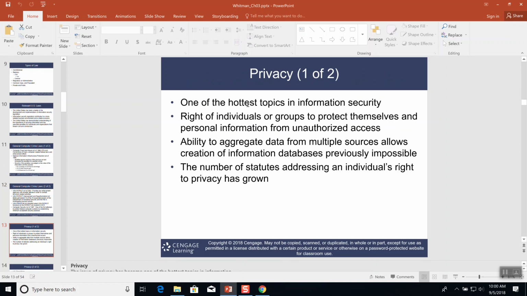So, now, rights of individuals or groups to protect themselves and personal information from unauthorized access. Ability to aggregate data, collect data from multiple sources, allows creation of information databases previously impossible. Anybody ever, we talked about this, I think, in the other class, but anybody ever download all their information from Facebook?